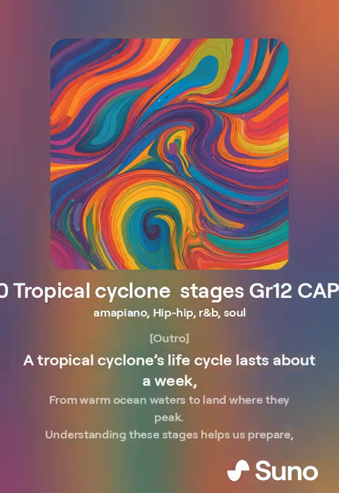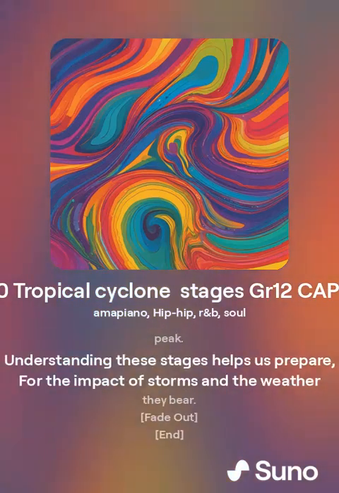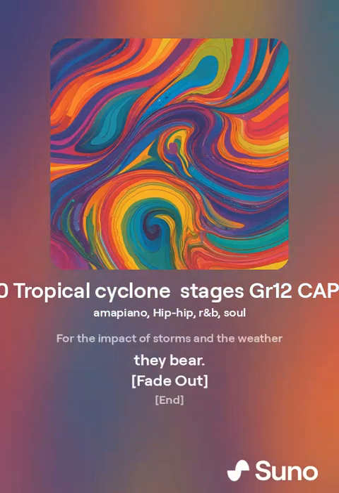A tropical cyclone's life cycle lasts about a week, from warm ocean waters to land where they peak. Understanding these stages helps us prepare for the impact of storms and the weather they bear.